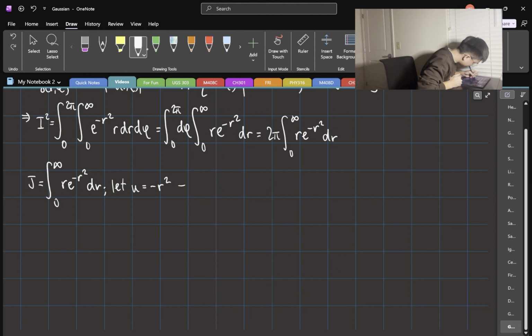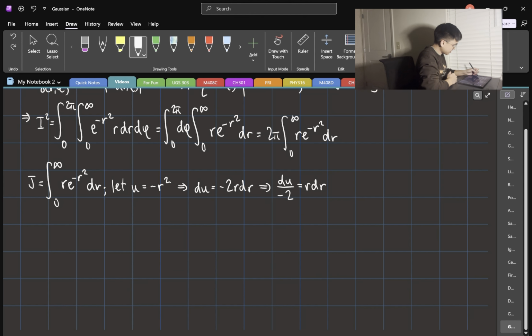If I differentiate both sides, we'll have du is equal to minus 2r dr, meaning that du divided by negative 2 is equal to r dr. I see this r dr right here. I'll replace that by du over negative 2. And let's take a look at our bounds. What are our bounds going to be?